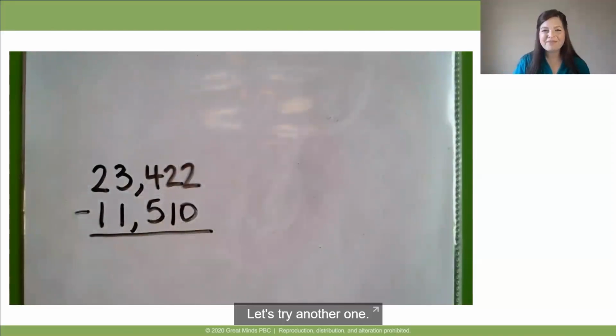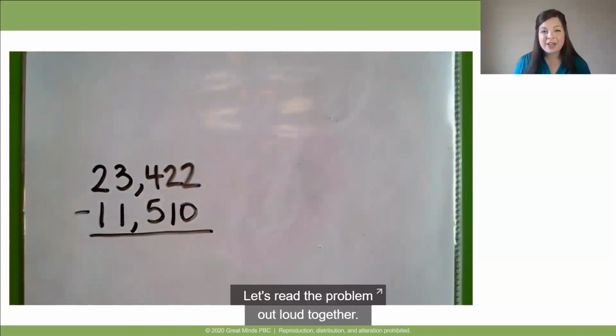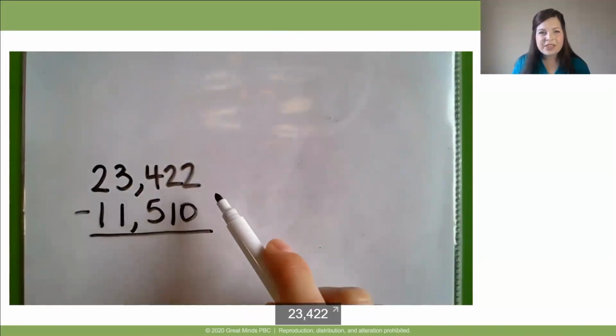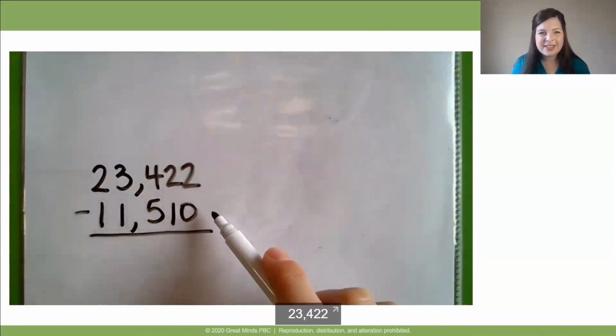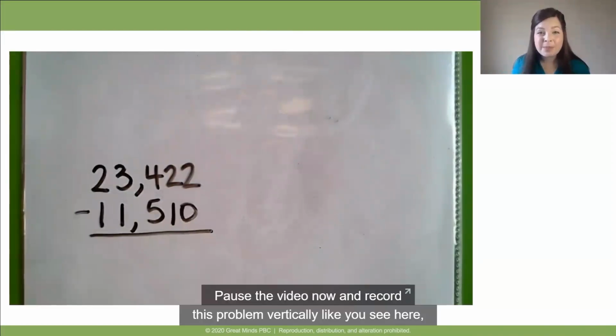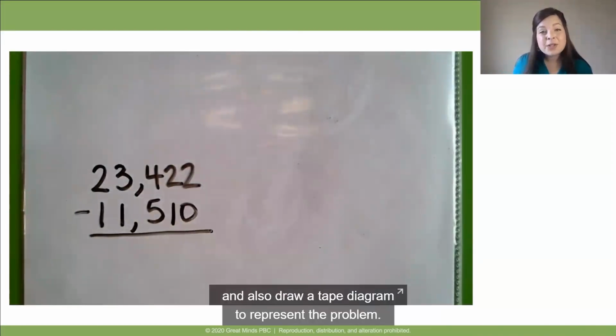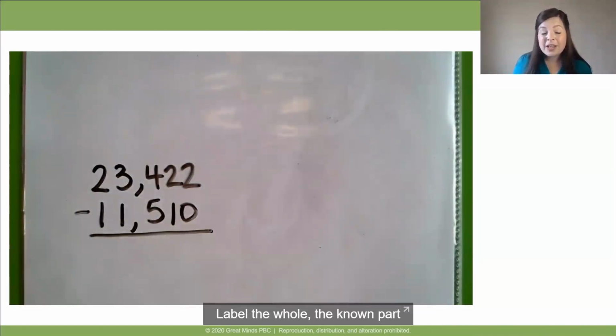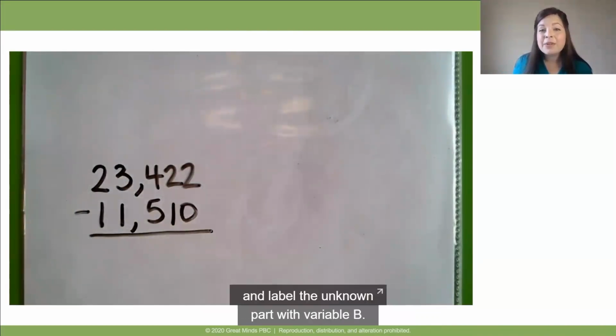Let's try another one. Let's read the problem out loud together. 23,422 minus 11,510. Pause the video now and record this problem vertically like you see here, and also draw a tape diagram to represent the problem. Label the whole, the known part, and label the unknown part with variable b.